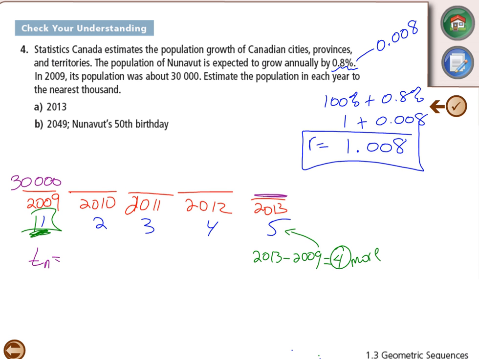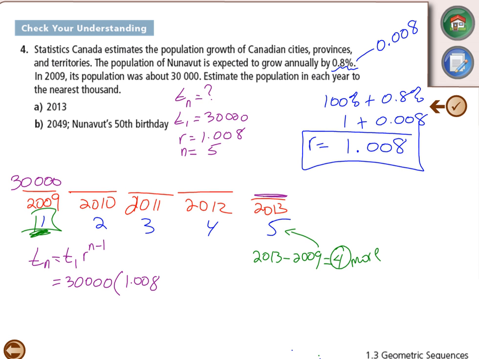So Tn equals T1 R to the n minus 1. Formula-based question, let's figure out what we've got. We've got Tn, that's what we're looking for. We've got T1, that's 30,000. We've got R, which we've just said is 1.008. And now we've got n, which is telling us is 5. Let's plug her in and work it through.